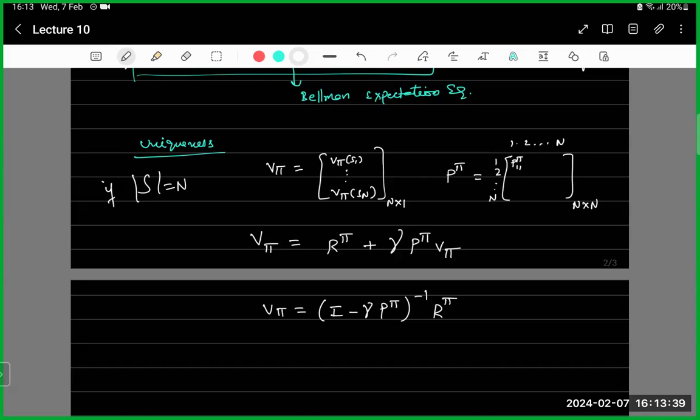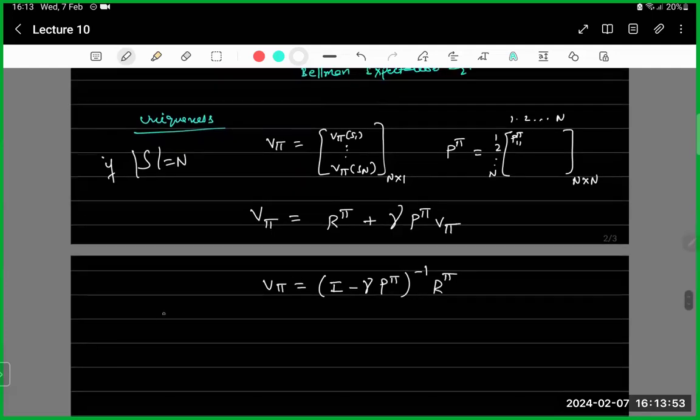So now the question is whether this matrix is invertible or not. That's what we are interested in, right? If the matrix is invertible, then we are fine. So the way to argue this is the following. We want to show that all the eigenvalues of this matrix are non-zero.